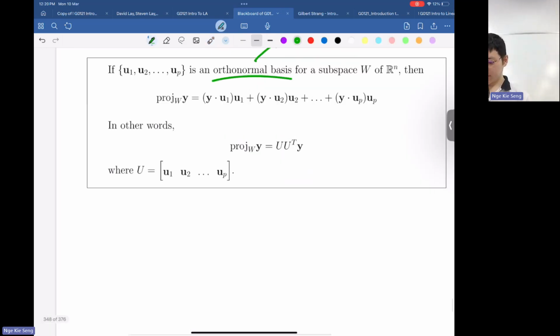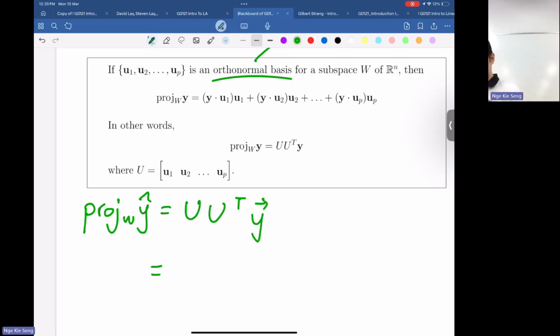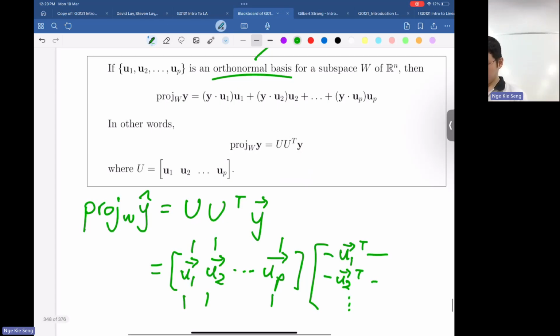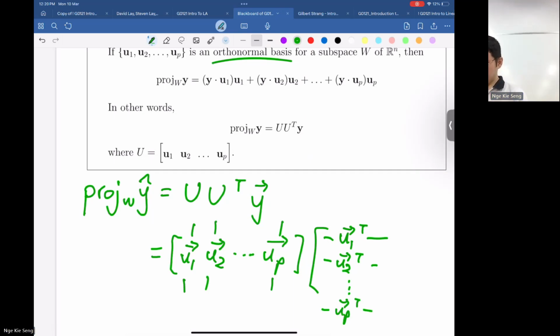Okay, so let's verify this quickly. So U is what? U is basically just putting all these Ui together, right, what we did just now. But for UT, we flip the column to become row. So I get U1 transpose horizontally, then U2 transpose horizontally, and then UP transpose horizontally. And then multiply by this y here.